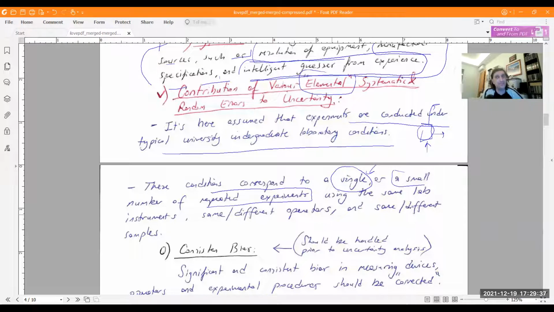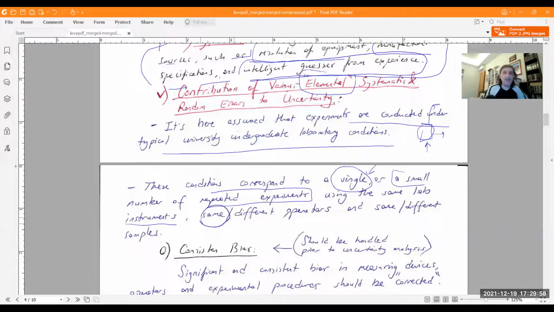That small corresponds to something like 3 to 5 at most. And in some cases, it's going to be a single experiment, but not much more than that. We are not going to have a repetition of 100 experiments. It's not a very realistic experiment expectation. And we are going to be using the same instrument.